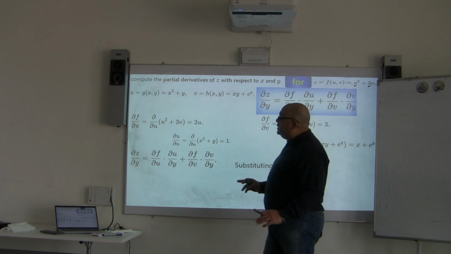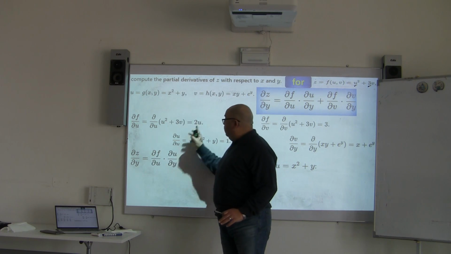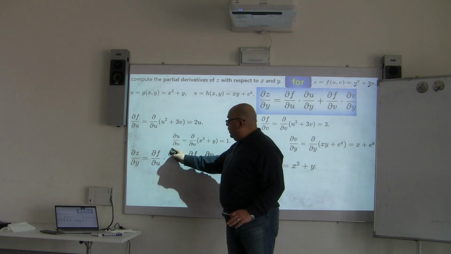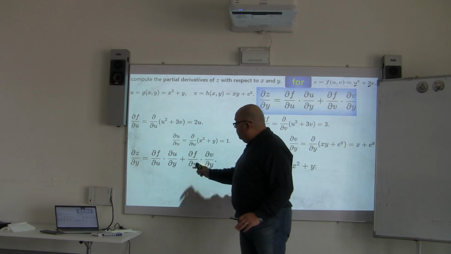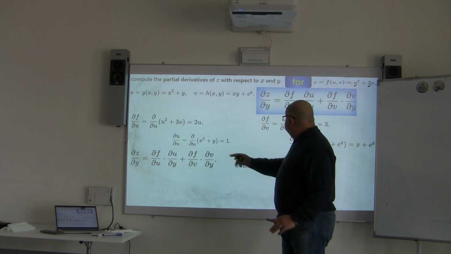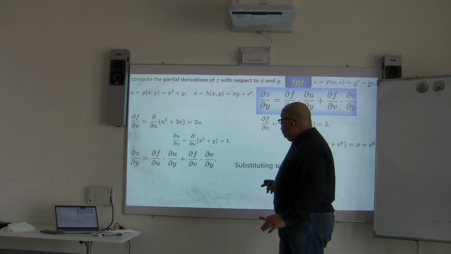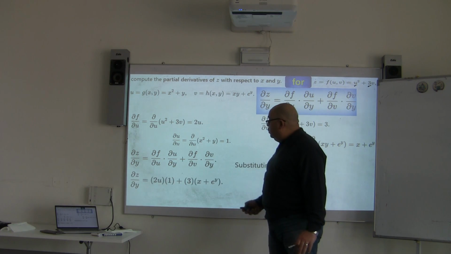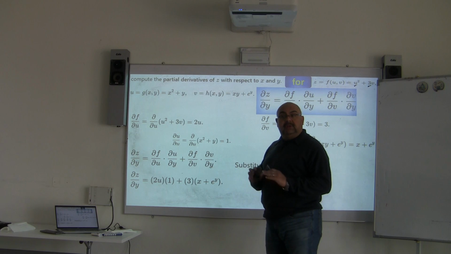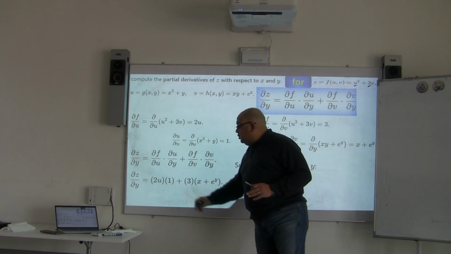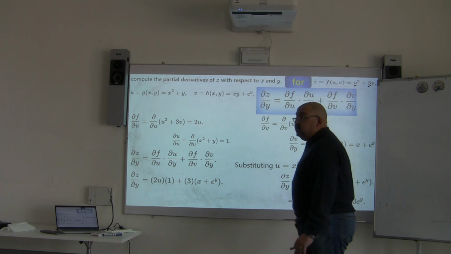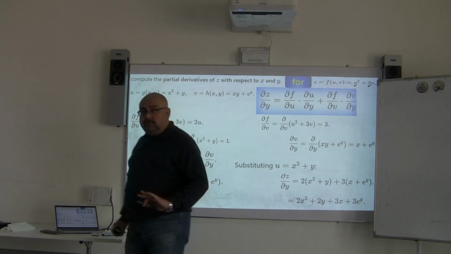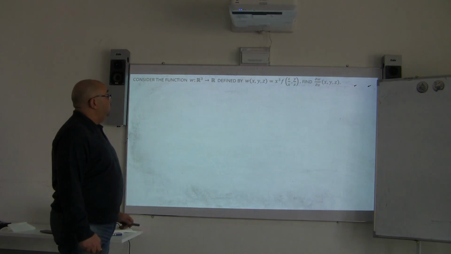So I will replace partial f, partial u by 2u, then times partial u, partial y by 1, then plus partial f, partial v, which is going to be 3 times partial v, partial y, as you can see. And also in a similar manner, I will replace u by x squared y and then simplify, as you can see. It's really very simple, straightforward. There is no problems whatsoever.